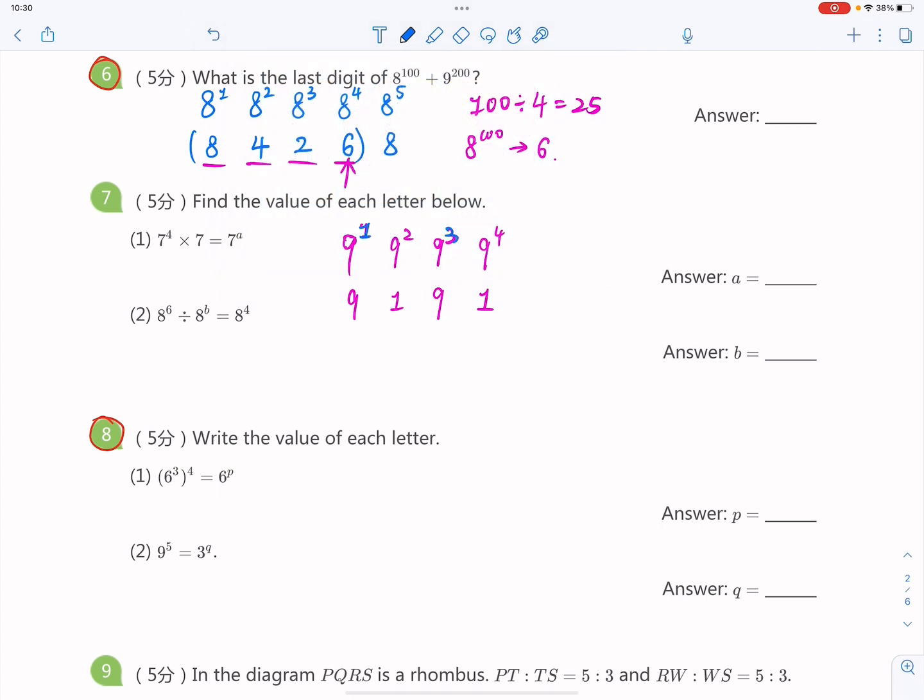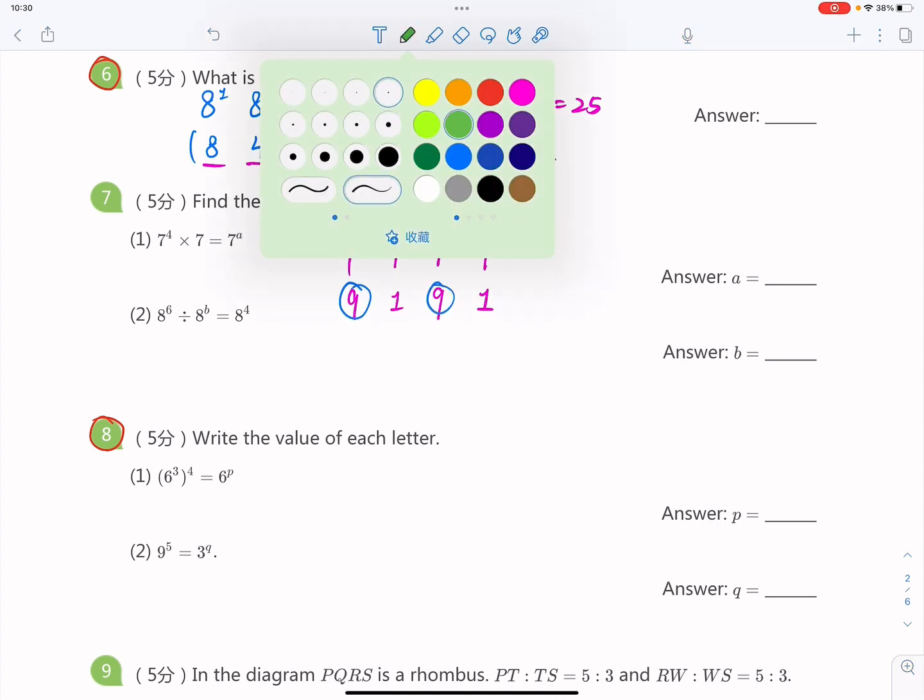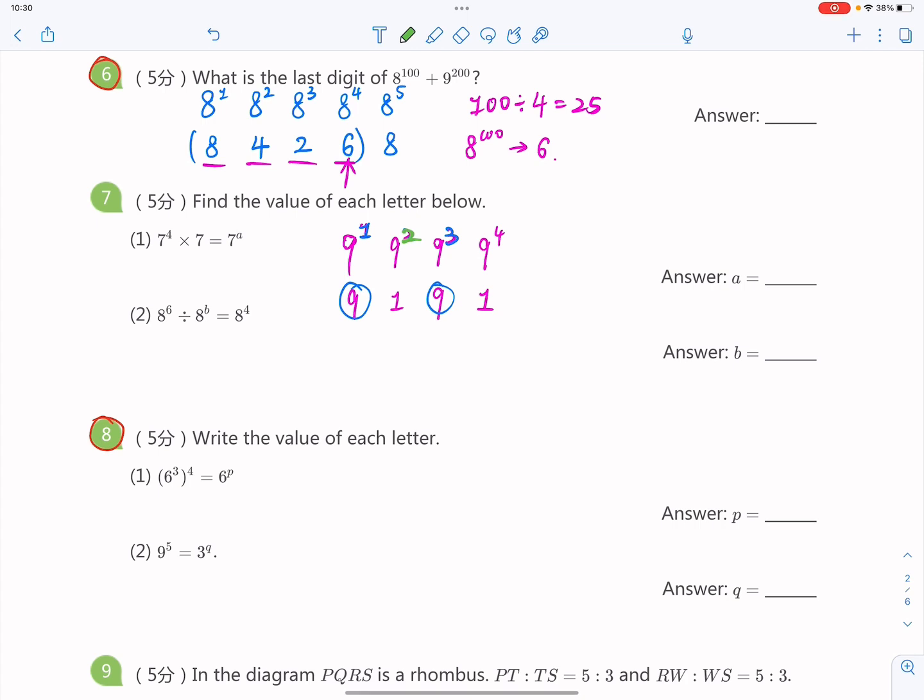So actually, this one is much easier to find a pattern. If the power is an odd number, then the last digit will be 9. But if the power is an even number, let's say 2 and 4, the last digit will be 1. Now let's see, this 9 to the power 200, 200 is an even number. That means the last digit of 9 to the power of 200 is just a 1.